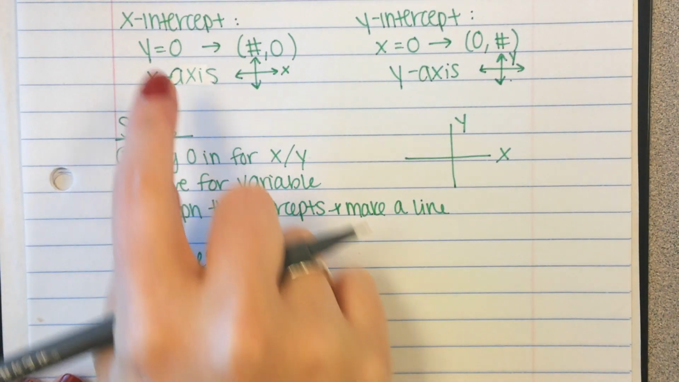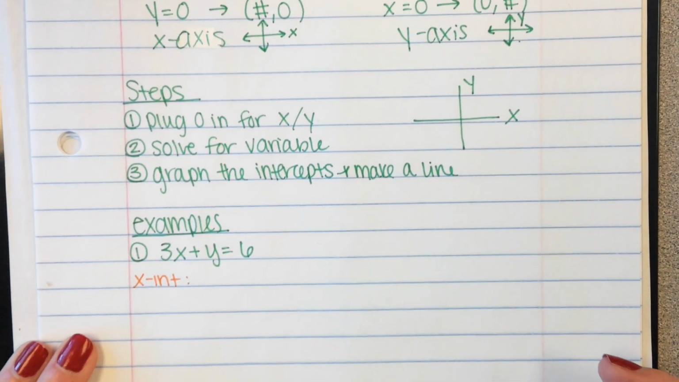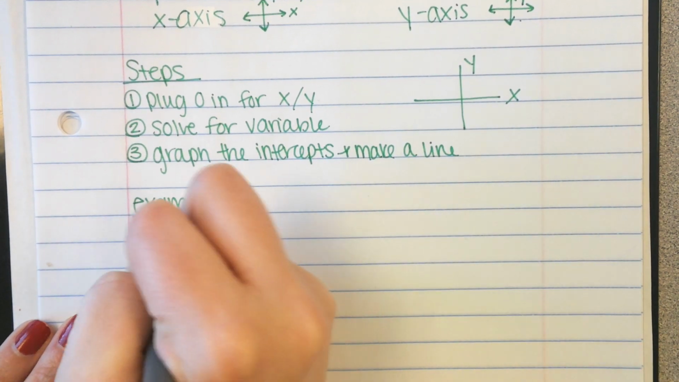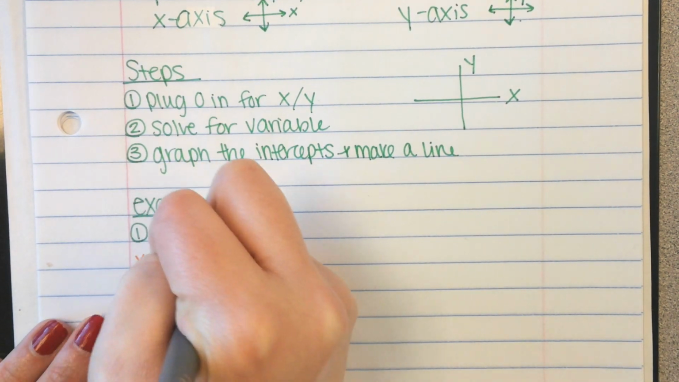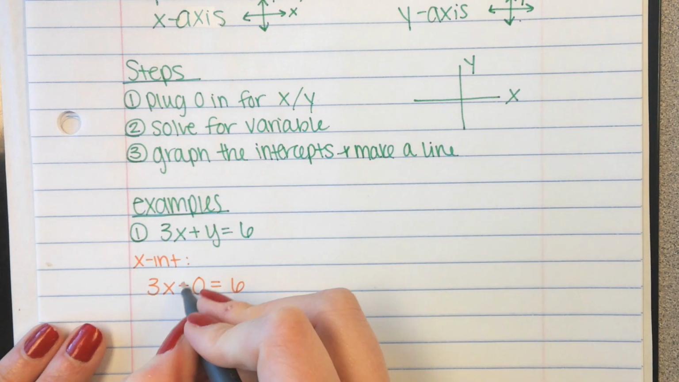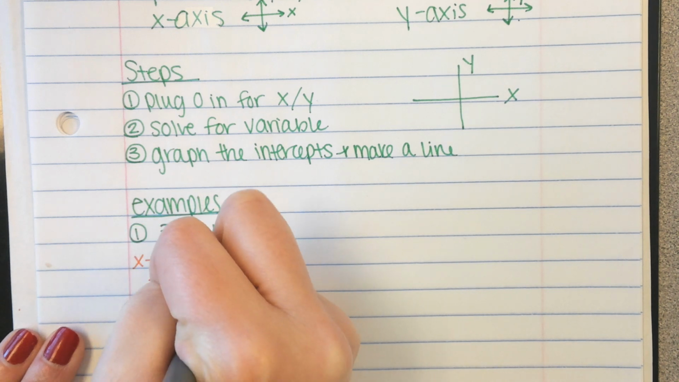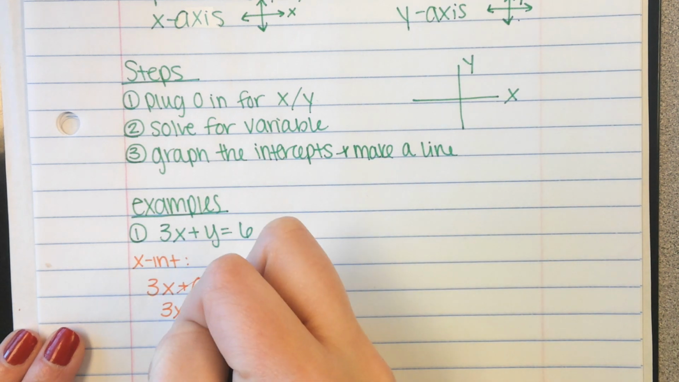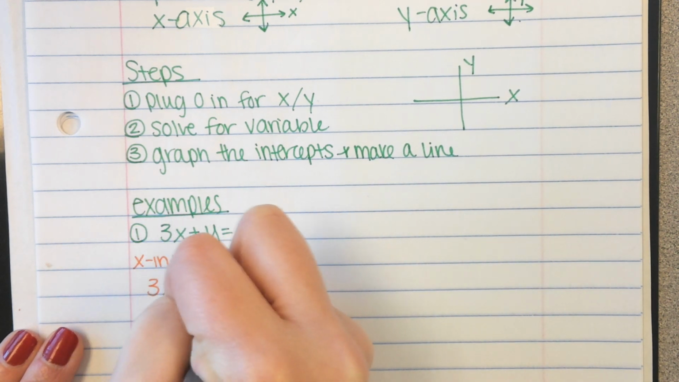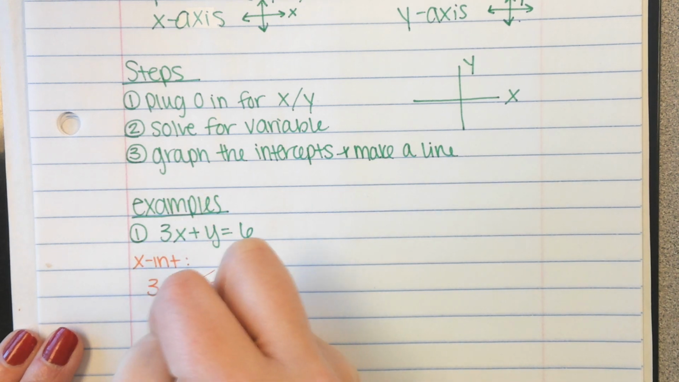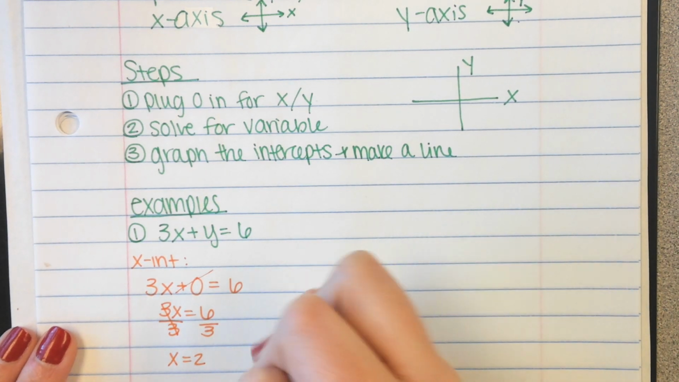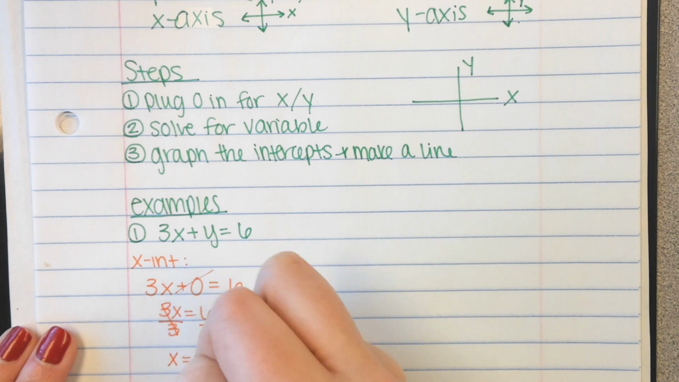So for the x-intercept, I know that y equals 0. So I'm going to plug in a 0 for y. So 3x plus 0 equals 6. We know that that's just a 0. That cancels out, so we're left with 3x equals 6. Now I solve. Divide both sides by 3, and I get x equals 2, and I make my ordered pair, 2, 0.